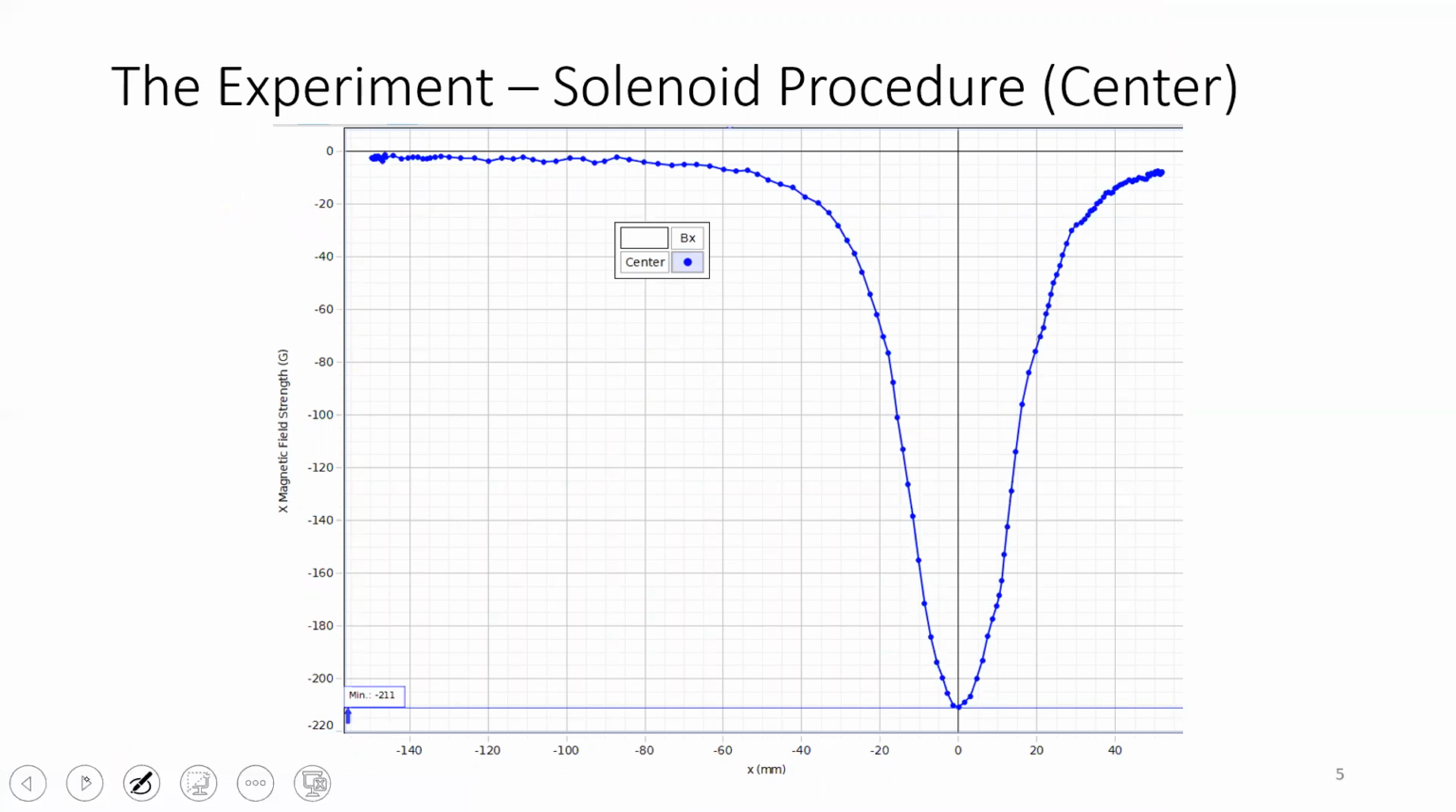Okay, so our first step in the solenoid procedure is to set everything up in our Pasco software and then take a measurement where I think I am measuring straight up and down the center of my coil. So this right here is straight up and down what I think is the axis of my coil, right?